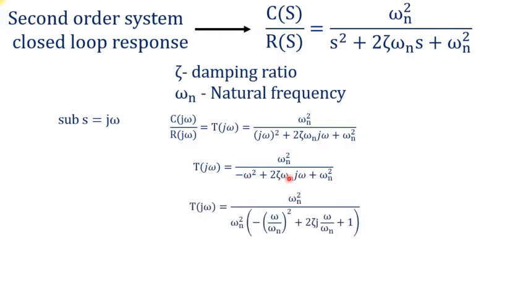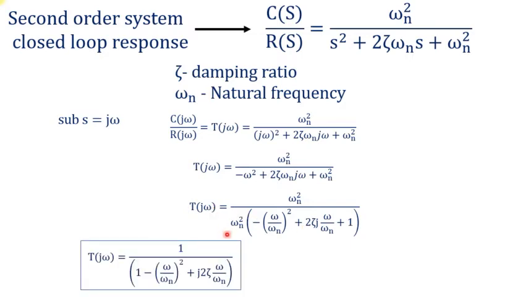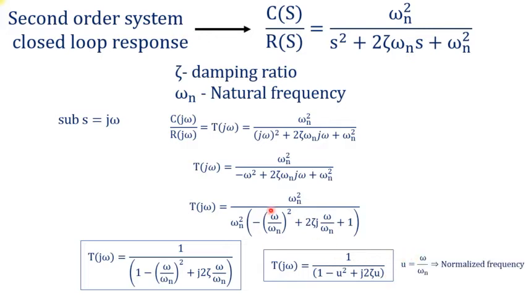We will take omega n square as common in the denominator term. We will have 1 plus 2 eta j omega by omega n minus omega by omega n whole square. So this omega n square gets cancelled, and we will have this equation. Simply, we can call it T of j omega is equal to 1 over 1 minus u square plus j 2 eta u. U is nothing but omega by omega n, that is the normalized frequency.